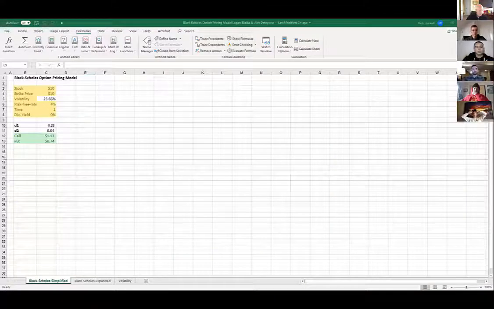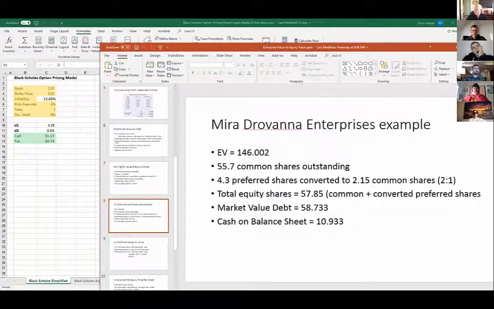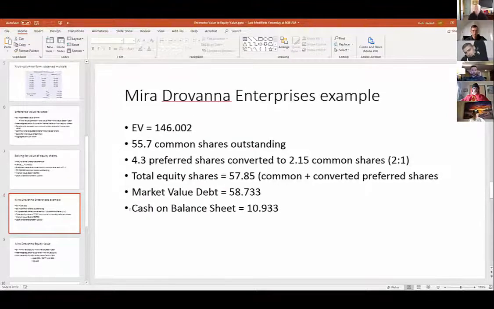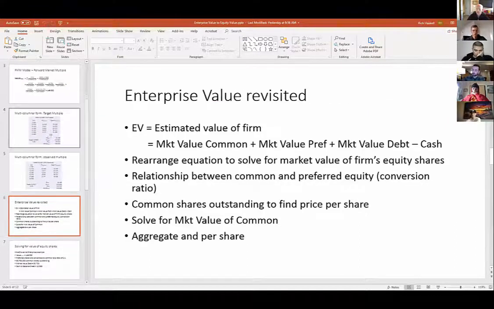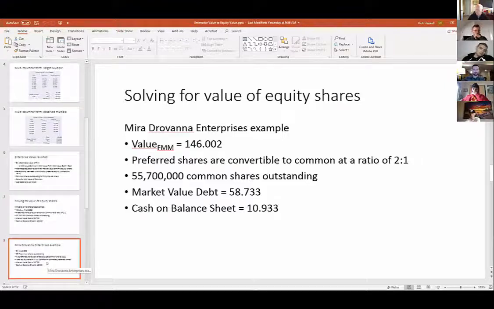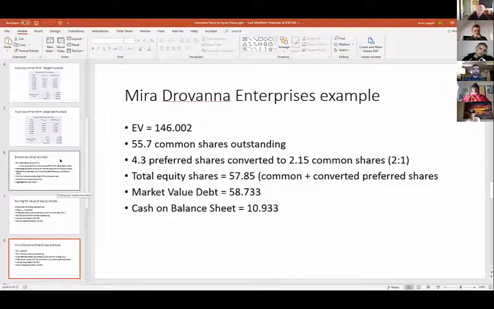And first I'm going to bring up a PowerPoint that I'm using actually for my MBA course on this subject, in which we had to take this company, Mira Drovanna Enterprises, and we had to identify what their value was, so that we could then identify what the enterprise value was, and we could then move that back to identify what the different stock values are. So, and I'll share this with you in case some of this might be interesting.